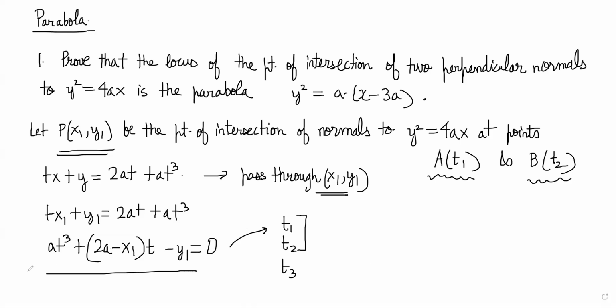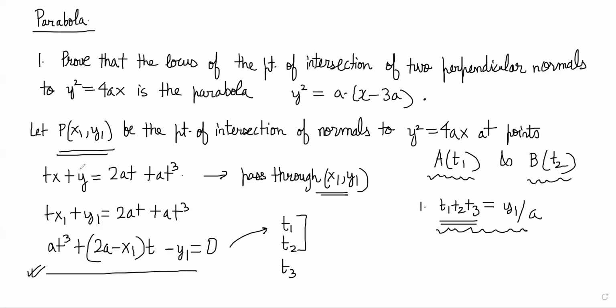So using this cubic equation, we can write using Vieta's relation. If T1, T2, T3 are the roots of this cubic, we have first T1, T2, T3. The product of the roots is minus plus minus. So it is y1 by a. And therefore, we know the product of the parameters T1, T2, T3 is y1 by a.